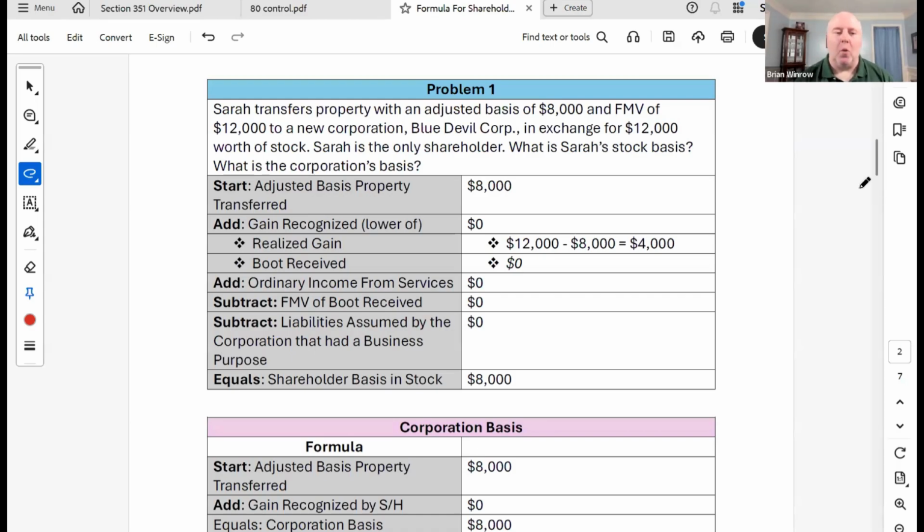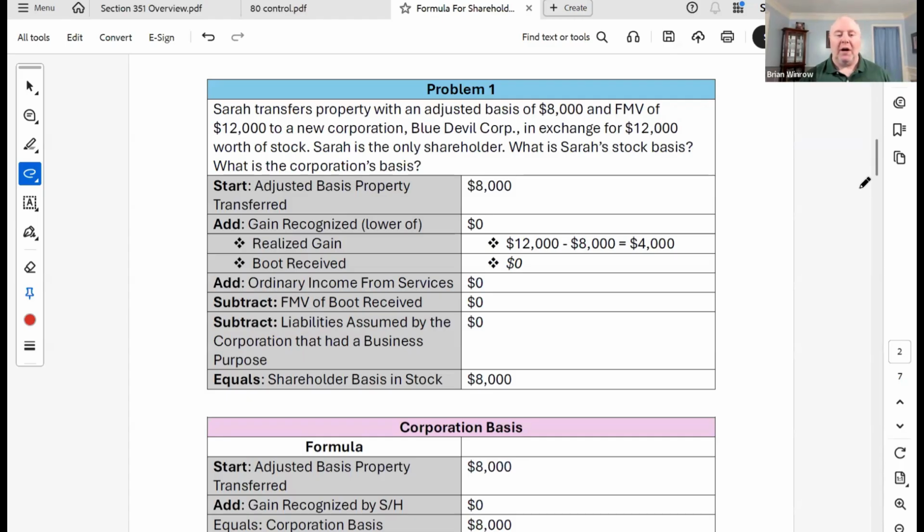Here's problem number one. We have Sarah transfers property with an adjusted basis of $8,000 and a fair market value of $12,000 to a new corporation, Blue Devil Corp, in exchange for $12,000 worth of stock. Sarah is the only shareholder. What is Sarah's stock basis and what is the corporation's basis?